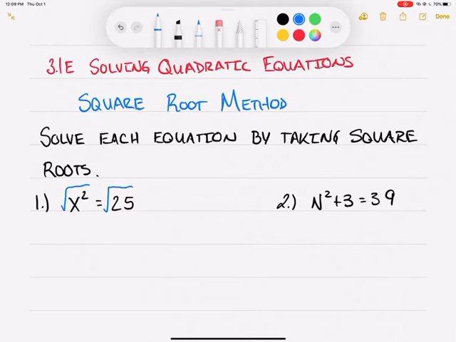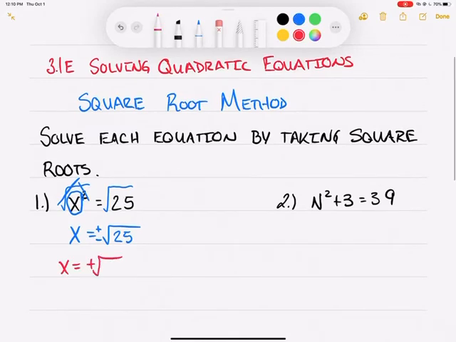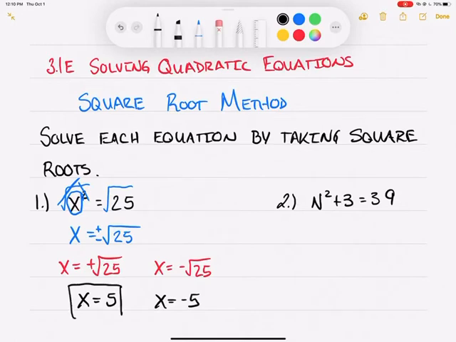When I take the square root of x squared, the exponent and the square root cancel out, and I'm going to keep x. So x equals the square root of 25. When we take the square root of something, know that we're going to get a positive and a negative answer. So there will actually be two answers to this. x equals positive square root of 25 and x equals negative square root of 25. In either case, the square root of 25 is 5, so x equals positive 5 and x equals negative 5. These are going to be our two answers.